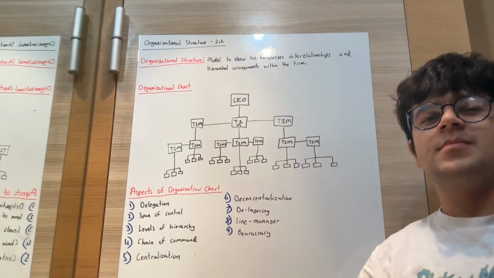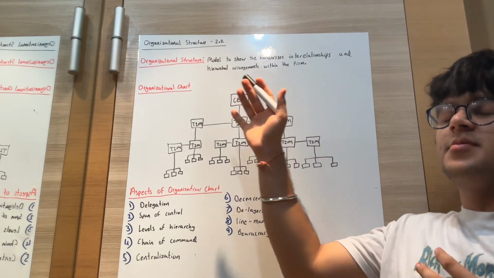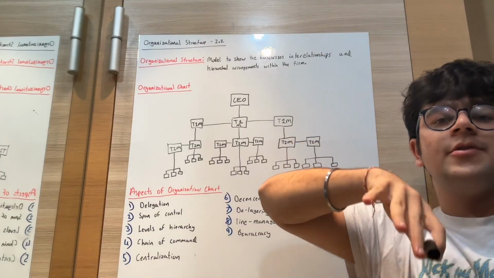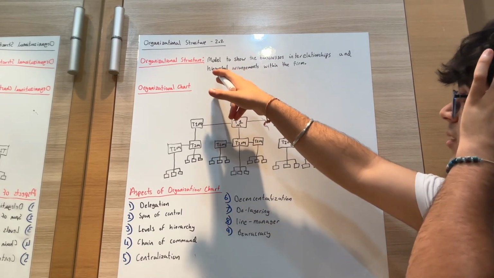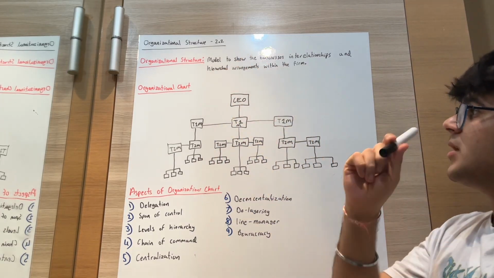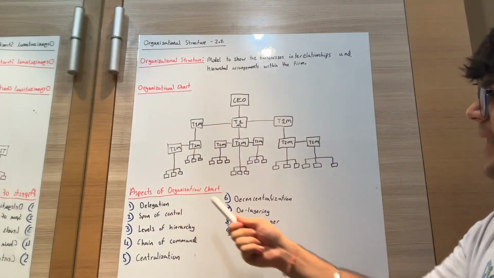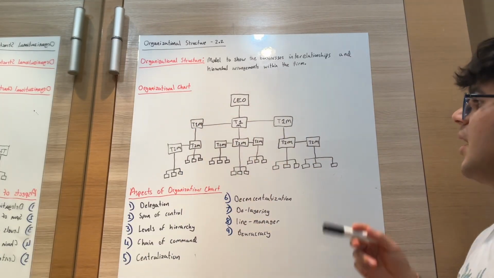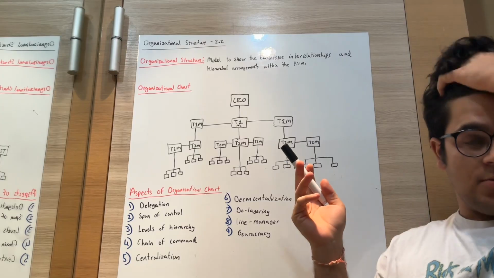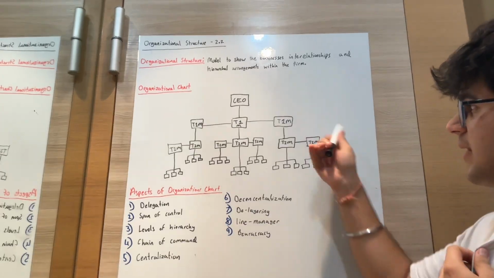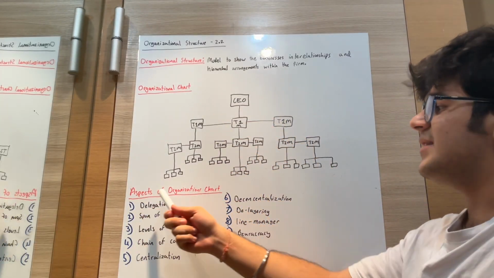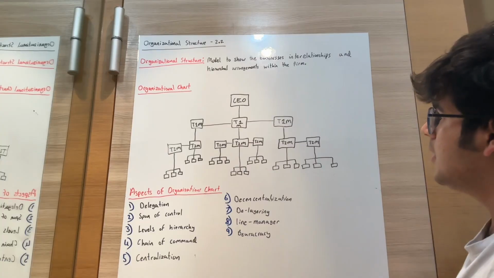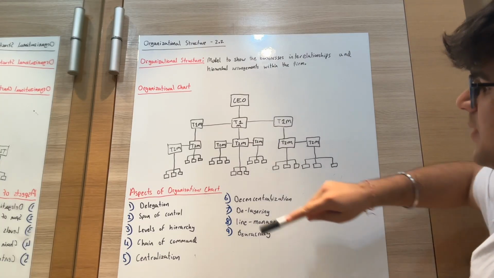By that, I just mean it shows the relationships between your employees and the levels of authority between managers and employees. That's what I mean by hierarchical arrangements. Okay, so this right here is an example of what we call an organizational chart. Now, this is a very standard one, and I'm going to be using this to explain these aspects of an organizational chart. So, first, delegation.